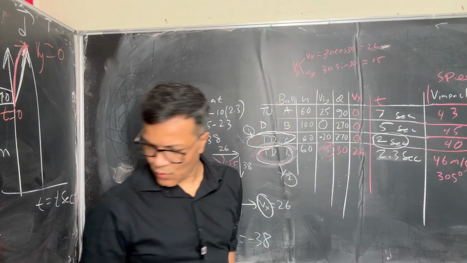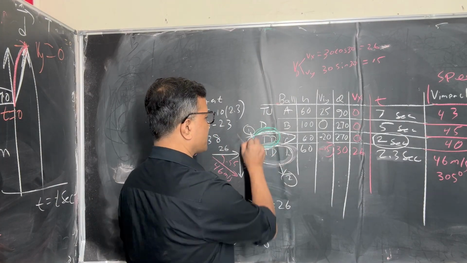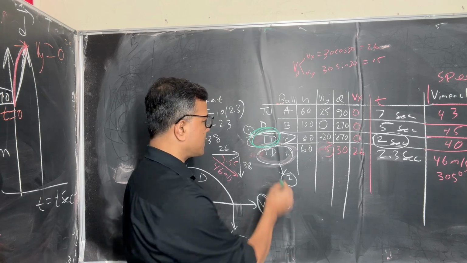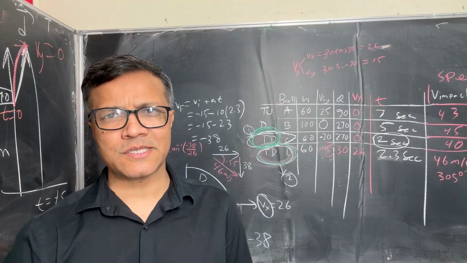Impact. So who is the winner for question number A? Ball C. Who is the winner for question number B? Ball D. Okay, so the problem is simple, but I took my time to explain it.